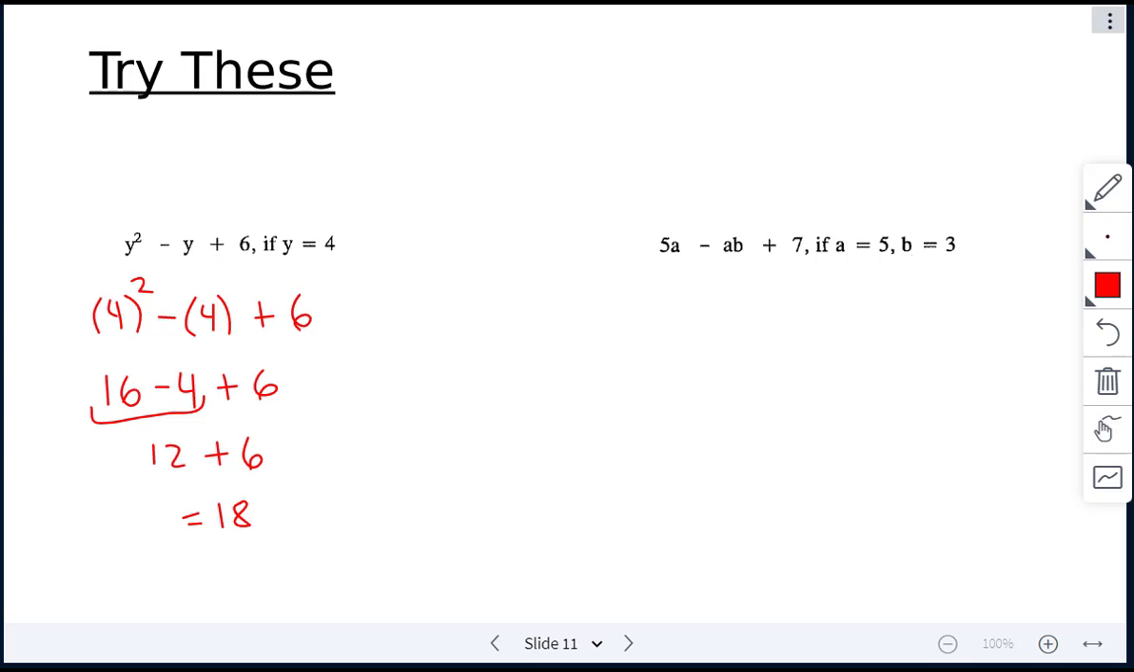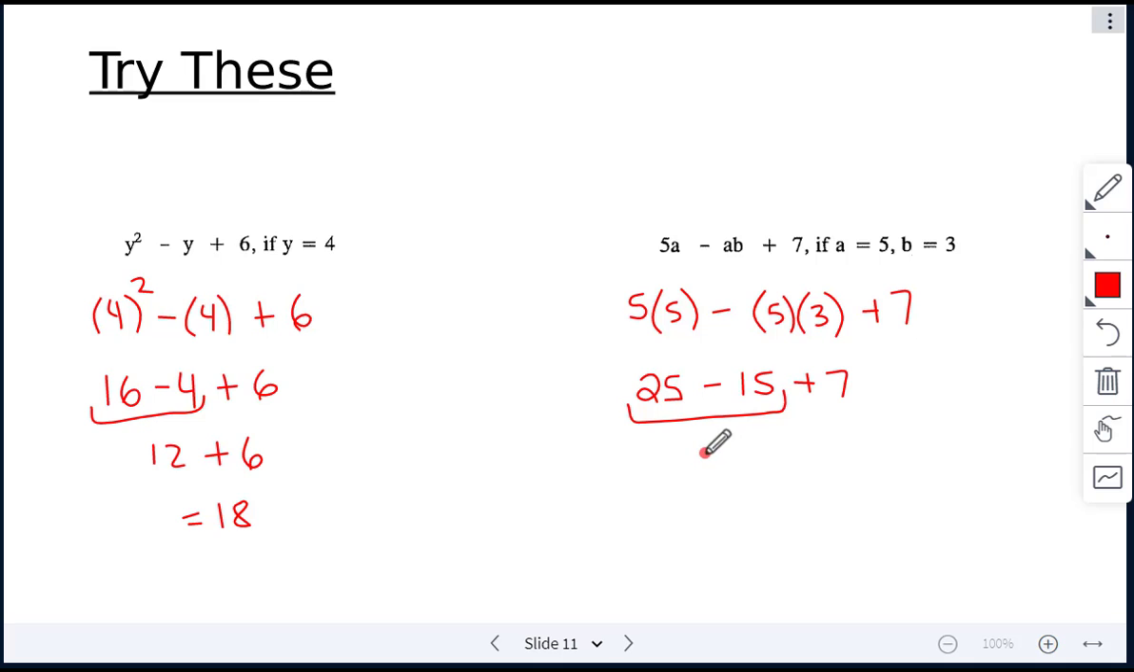So our next one has two variables. We have a and b. So we're going to substitute 5 for a. So that becomes 5 times 5 minus, it's a times b. So it becomes 5 times 3, and then it's plus 7. All right, so 5 times 5 is 25 minus 15 plus 7. And we're going to do this first. 25 minus 15, that is 10, plus 7, which gives us 17.